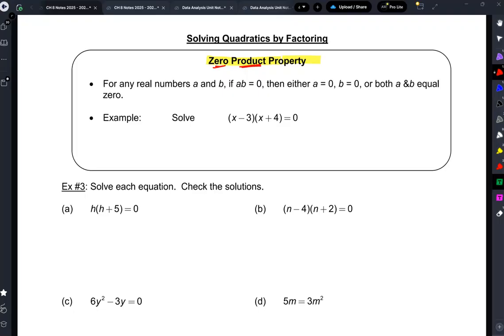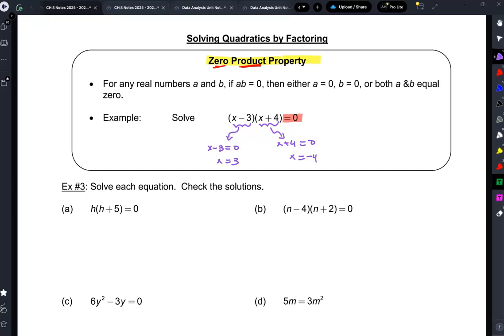So for example, take a look at this. You have x minus 3 times x plus 4. One thing times another thing equals 0, right? So you have a product equals 0. In this case, what you can do is say x minus 3 is equal to 0, x plus 4 is equal to 0, and just solve them. So x equals 3, x equals negative 4.